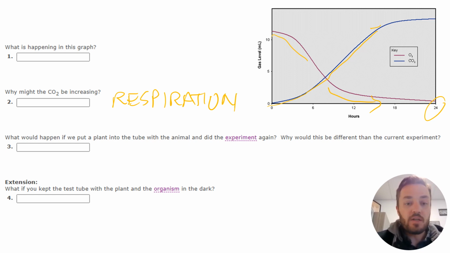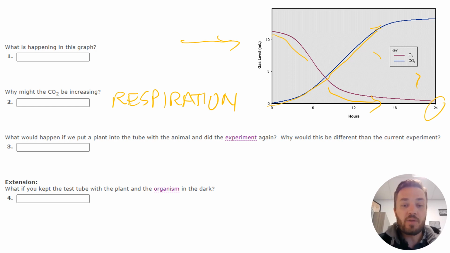What would happen if we put a plant into the tube with the animal and did the experiment again? Why would this be different than the current experiment? Notice that in this case, we just have an animal, but if we put a plant in there, there would be some regulation. It could use that carbon dioxide and drive that down, and then the animal would be able to cycle back and forth.